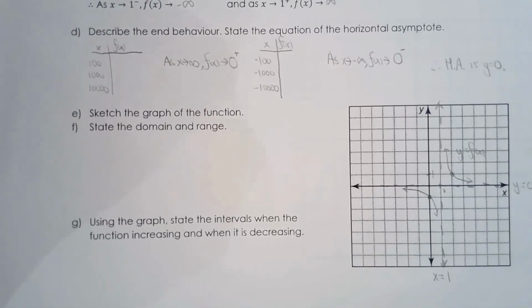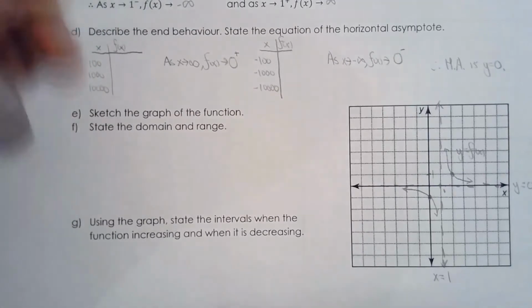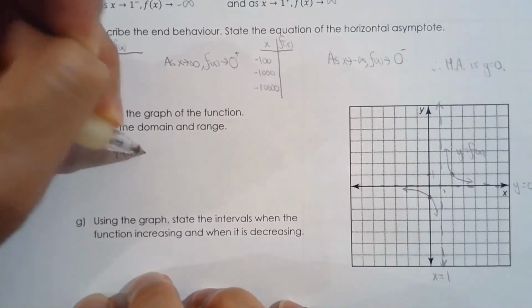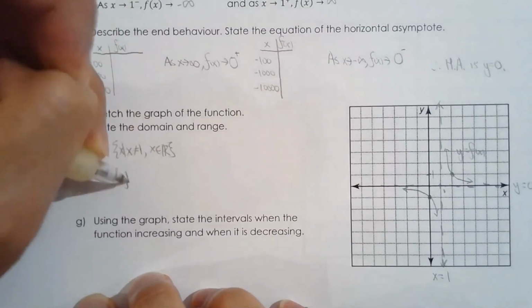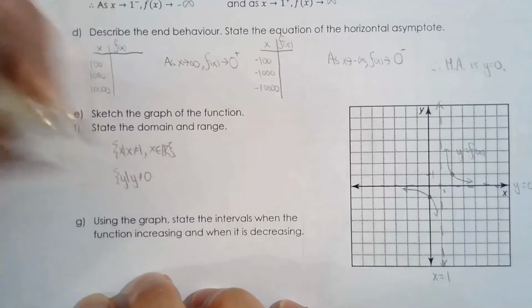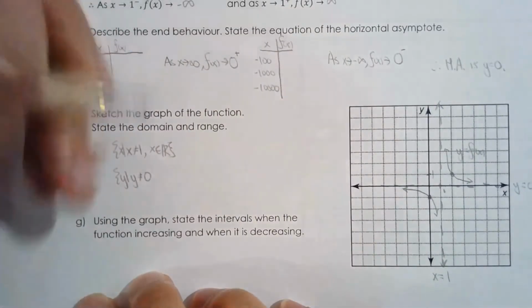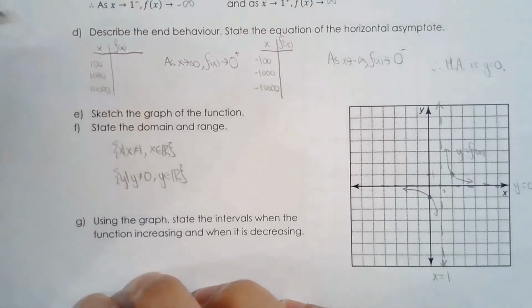Okay. So, strangely enough, they ask us for the domain again. I did the domain, but whatever, I'll give it again. Domain: x cannot be 1. Now, what about the range? y cannot be 0. This graph has no x-intercept, so it makes sense that we have this restriction that y cannot be 0. But y can be anything else, though.